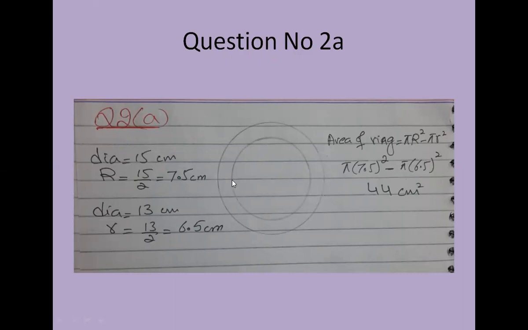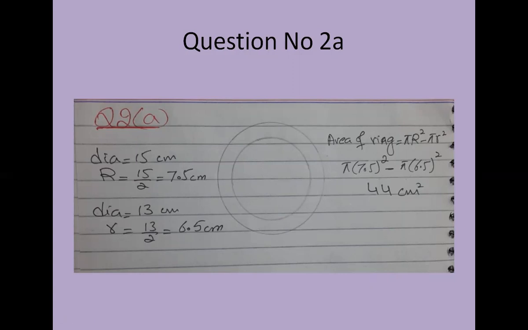The internal diameter is 13 centimeter, and the external diameter is from this point to this point. So you will have the internal radius and the external radius. The external radius means from this center to this external circle, and the internal radius means from this center to this internal circle. The external radius will be 7.5 centimeter and the internal radius will be 6.5 centimeter.